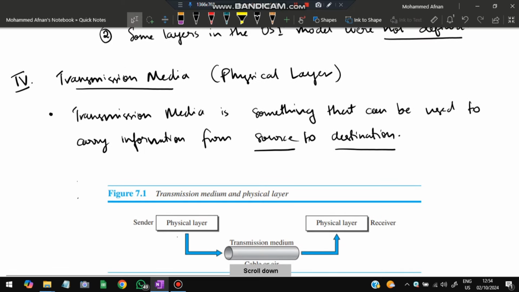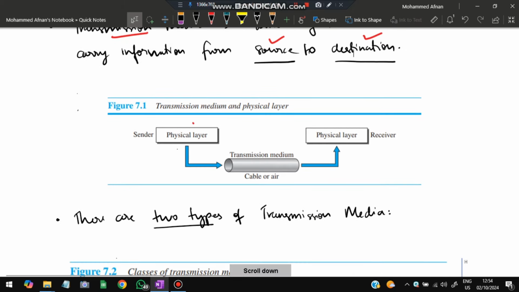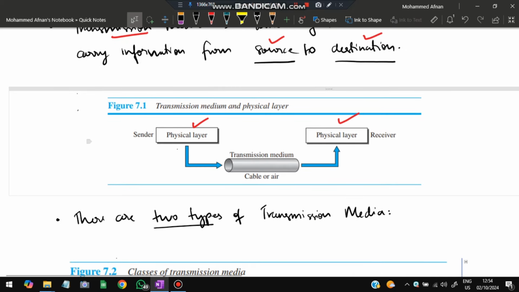Our fourth topic from the five topics is transmission media, also known as the physical layer. In the physical layer, we are using the transmission media. That is the main layer from where the data gets transferred, right? So let's have a look at the important topics. Transmission media is something that can be used to carry information from the source to the destination. So this is the diagram. We have the physical layer, the sender, here is the receiver, and it goes through the transmission medium like cable or air. It transmits the data and receives it at the receiver side.